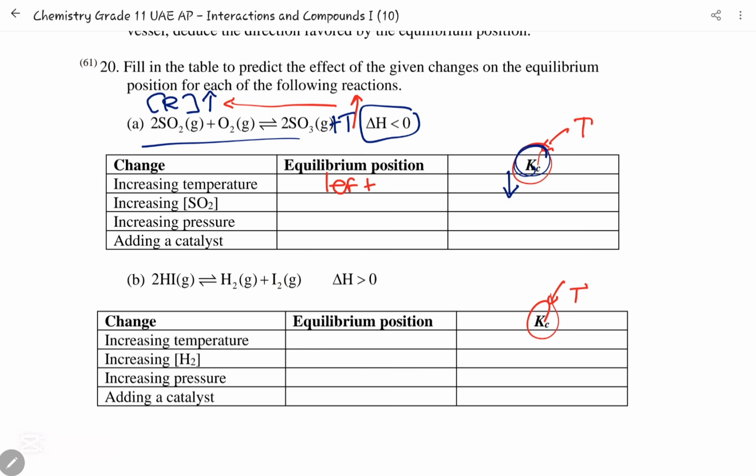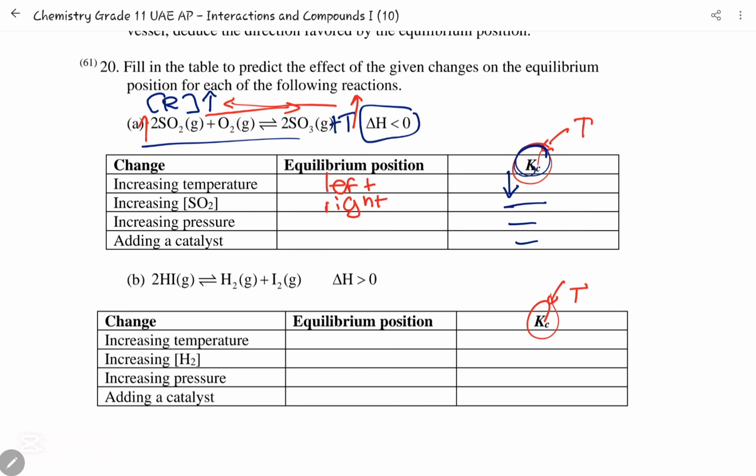Now, increasing the concentration of SO2. If I increase the concentration of SO2, I'll have an excess of SO2. I need to get rid of it to maintain equilibrium, so I will shoot it to the other side. So equilibrium shifts to the right. And here, there is no effect on K because it's not temperature. Okay, so for all of them, it's no effect because they're all not temperature.